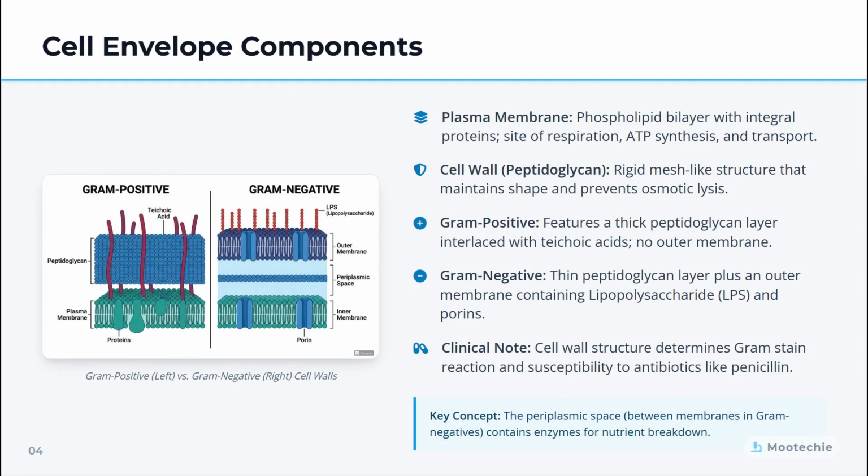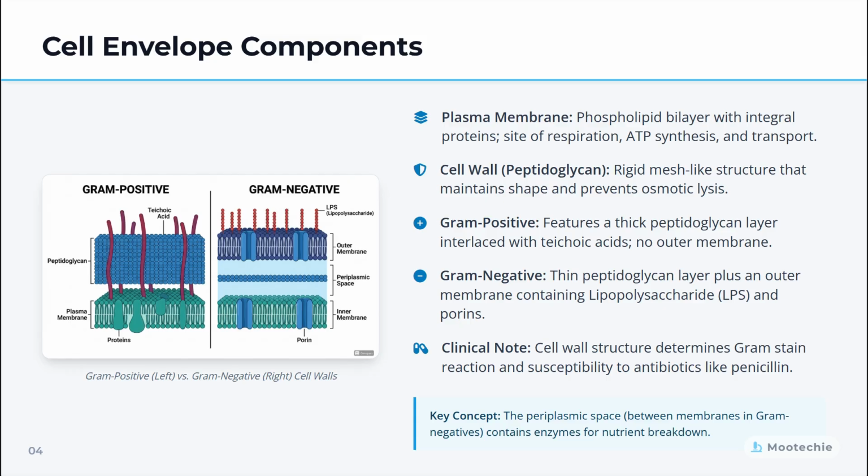Moving on to the details of the cell envelope components. This slide compares the cell walls of gram-positive and gram-negative bacteria. Plasma membrane. This is a phospholipid bilayer with integral proteins. It's the site of respiration, ATP synthesis, and transport. Think of it as the cell's gatekeeper and power plant. Cell wall, peptidoglycan. This is a rigid mesh-like structure that maintains shape and prevents the cell from bursting due to osmotic pressure. It's like a sturdy exoskeleton.